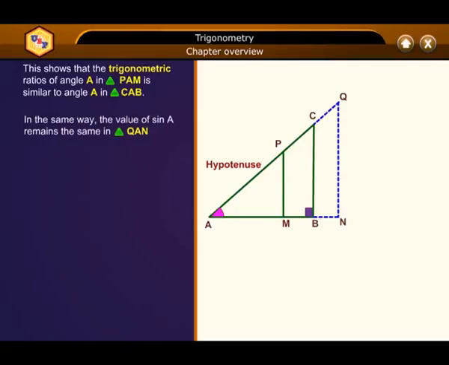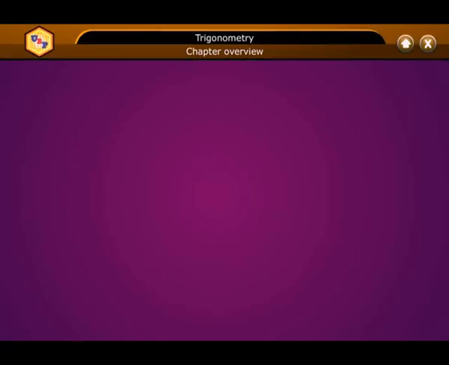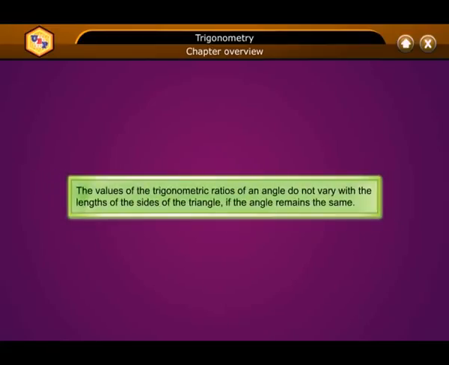In the same way, the value of sine A remains the same in triangle QAN. From our observations, it is now clear that the values of the trigonometric ratios of an angle do not vary with the lengths of the sides of the triangle if the angle remains the same.